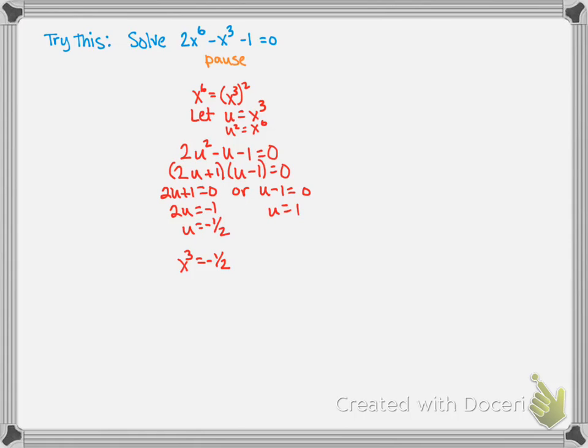And now I need to substitute back in, using u equals x cubed. So I have x cubed equals negative 1/2, or x cubed equals 1. Take the cube root of both sides. X equals the cube root of negative 1/2, or x equals the cube root of 1, which is actually 1. So I've got two answers. X is equal to the cube root of negative 1/2, or 1.